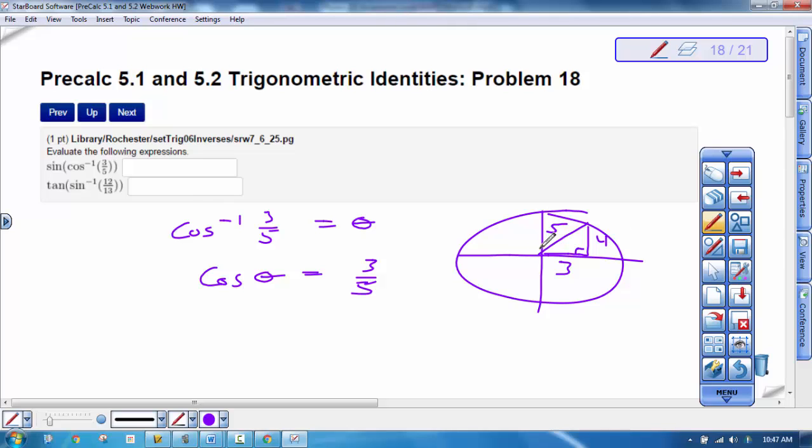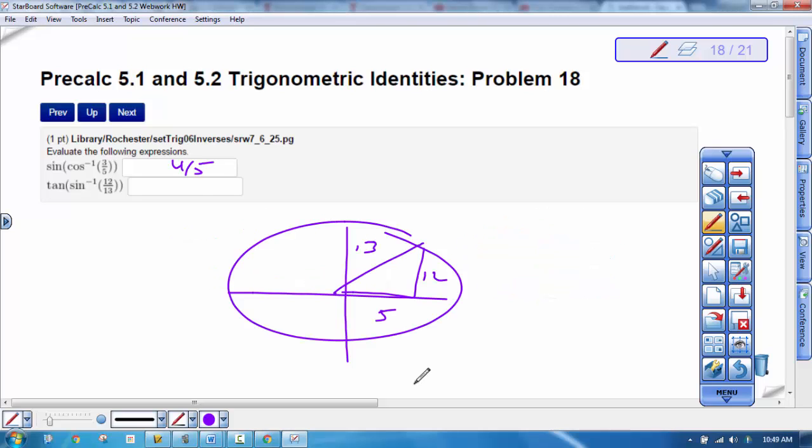And we want the sine of that. So sine would be opposite over hypotenuse. This would be 4/5. And the next one, you draw a different triangle here. Once again, do the same thing. Sine of theta equals 12 over 13.